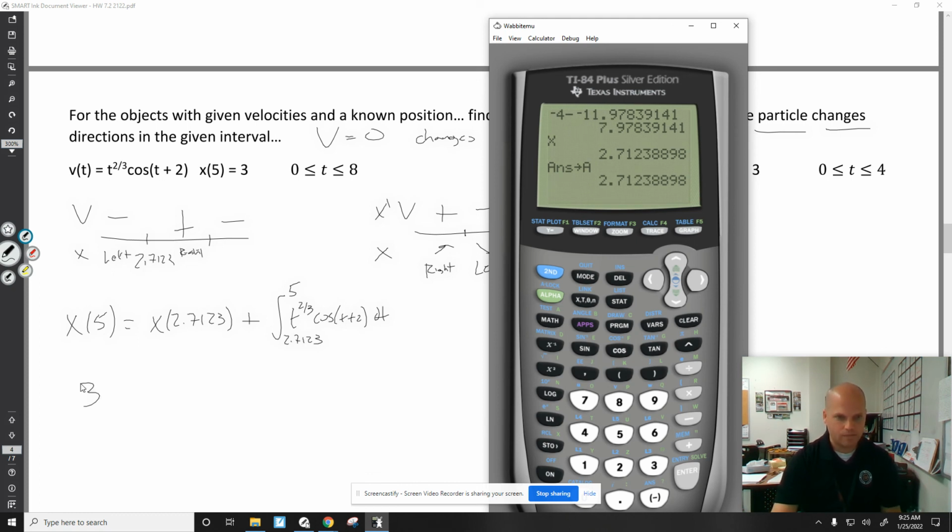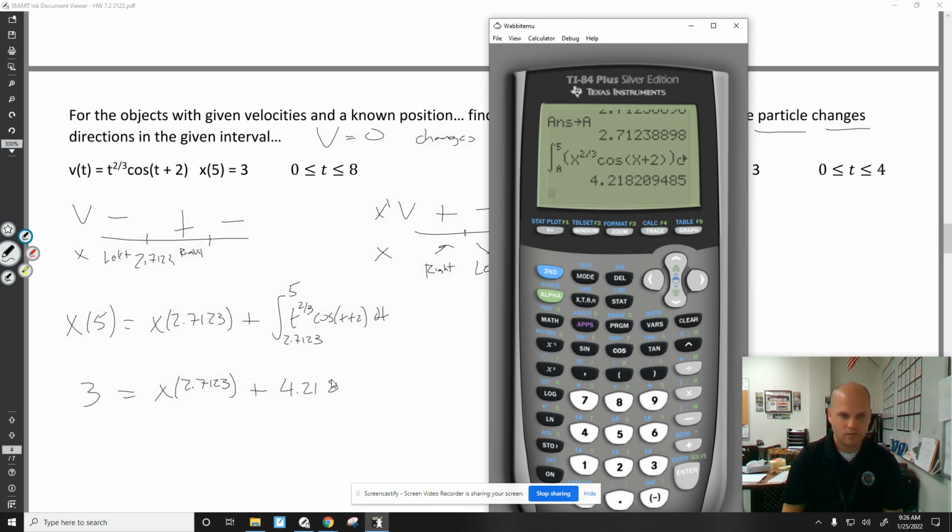I know x of 5 is 3. I don't know x of 2.7123. I can, instead of copying down the entire number, just store it, pull up my cos x plus 2. Instead of having to type this number in, I'm just going to use a to 5. And I see I've displaced 4.128 from this value to that value. So where did I start?